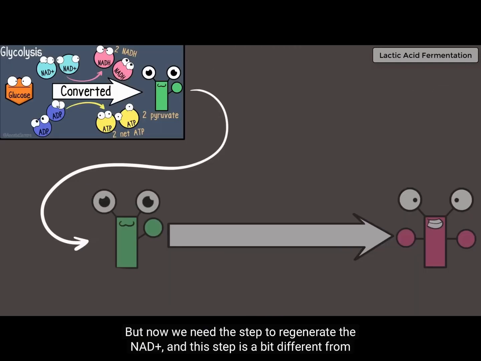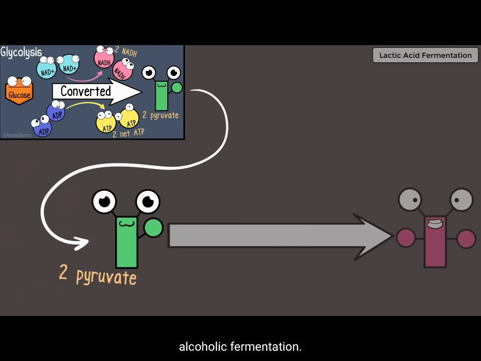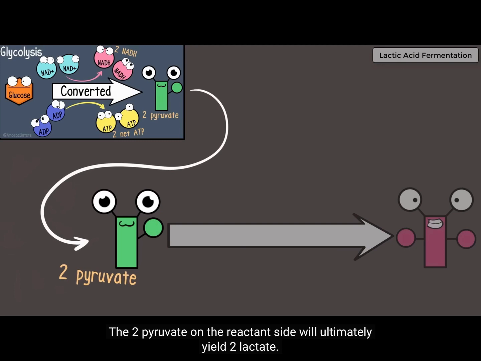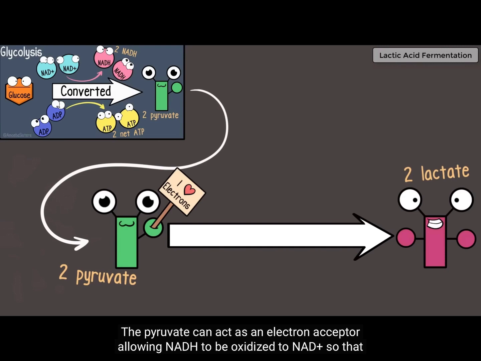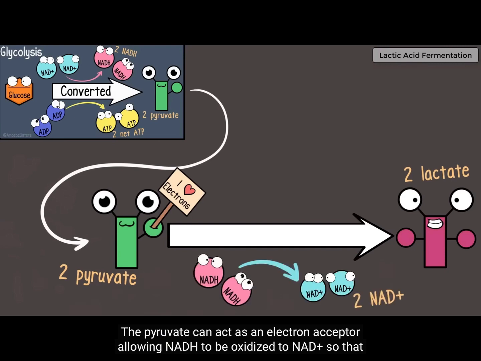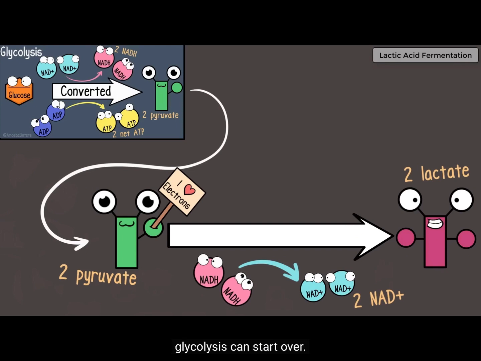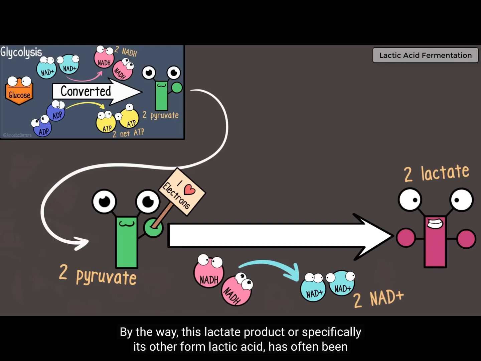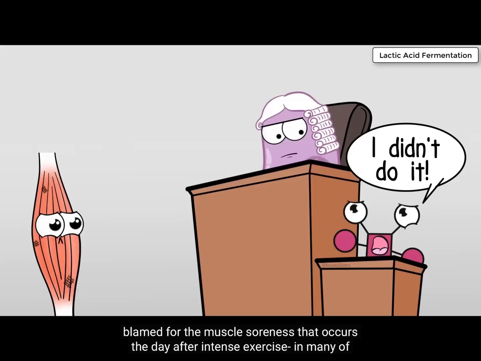regenerate the NAD+, and this step is a bit different from alcoholic fermentation. The 2 pyruvate on the reactant side will ultimately yield 2 lactate. The pyruvate can act as an electron acceptor, allowing NADH to be oxidized to NAD+, so that glycolysis can start all over. By the way, this lactate product, or specifically its other form, lactic acid, has often been blamed for the muscle soreness that occurs after intense exercise.